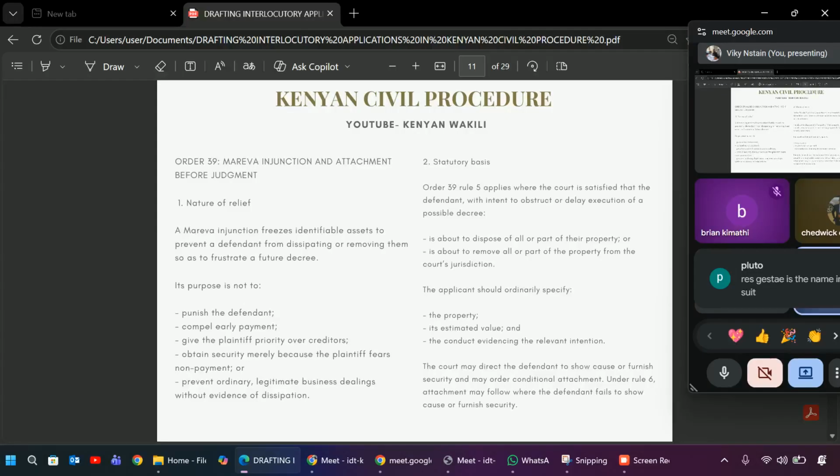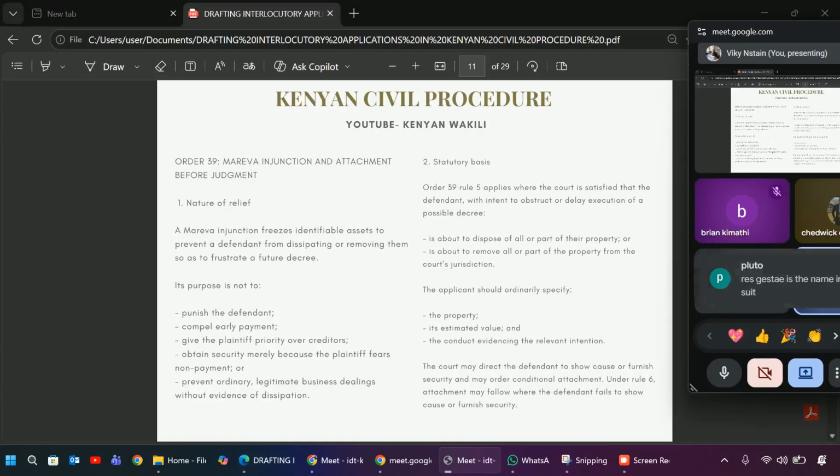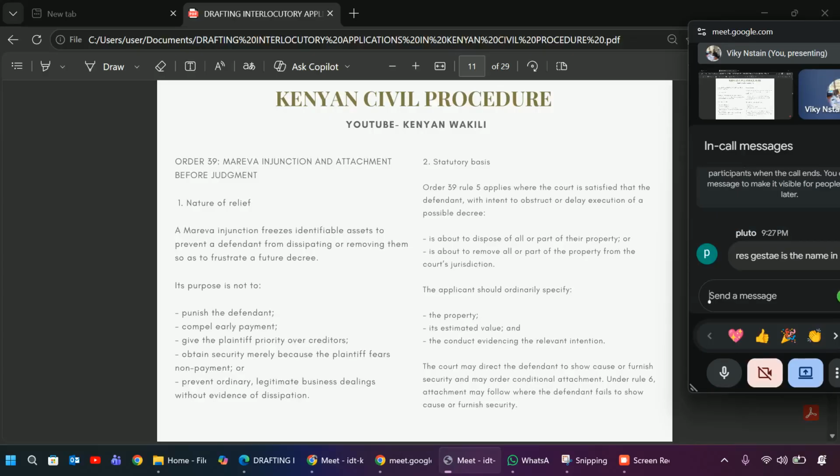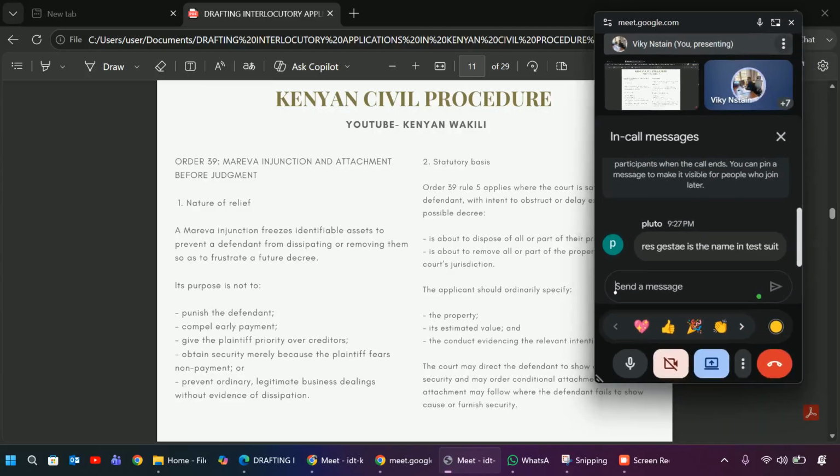It is not to obtain, yes, Mr. Pluto, res gestra is the name. Okay, res gestra is the name in test suit. Mr. Pluto, hapo unaweza mtu tueleze maneno.